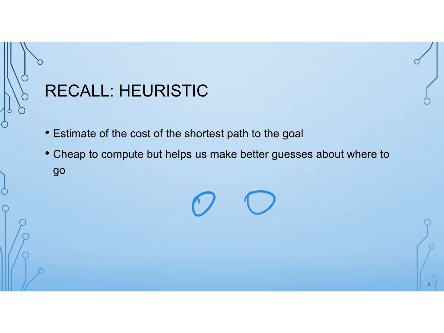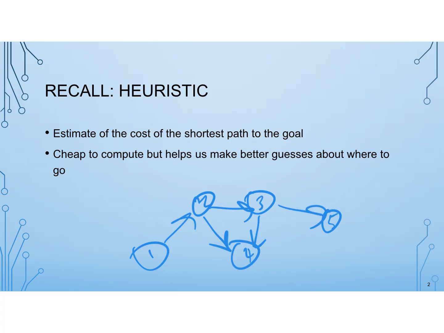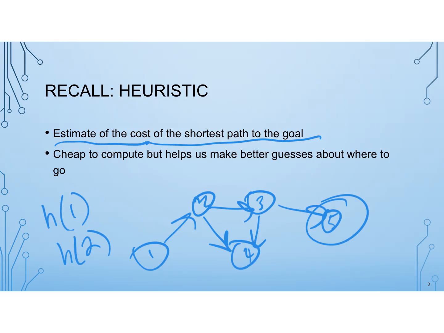And so for every state in our state space, we need to have a value. If this is node 1, node 2, node 3, node 4, node 5, we have to have a value for the heuristic at 1, heuristic at 2, and so on. And maybe 5 is our goal, and we're trying to get an estimate of the cost of the shortest path to the goal. So h of 1 is the estimate of the shortest path to the goal from location 1, and h of 2 is the estimate of the shortest path to the goal from location 2, and so on.